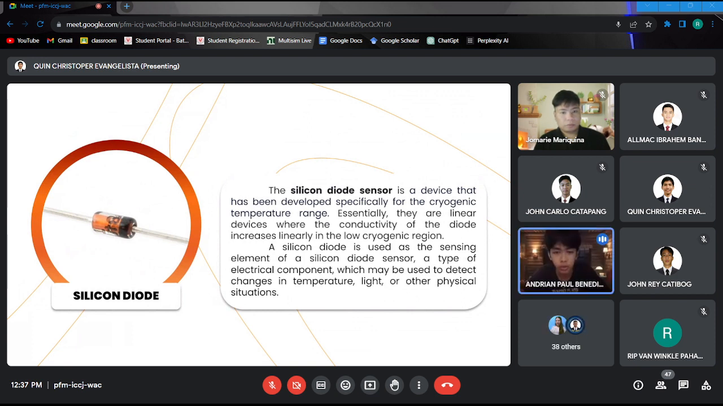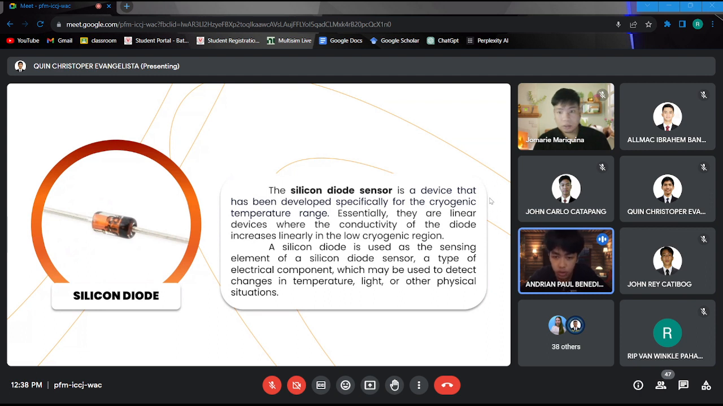So good afternoon po. Ang next device po natin is yung silicon diode sensor. A silicon diode sensor is a device that has been developed specially for cryogenic temperature range. So kung di po tayo familiar sa cryogenic temperature range, ang cryogenic temperature range po ay nade-define from negative 150 degrees Celsius to absolute zero po. So essentially, they are linear devices where the conductivity of the diode increases linearly in the low cryogenic region.